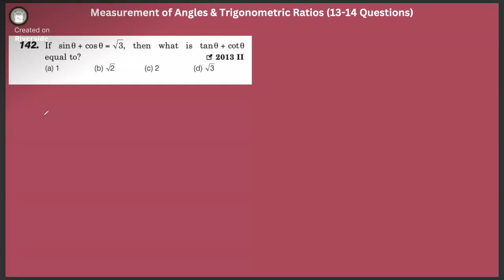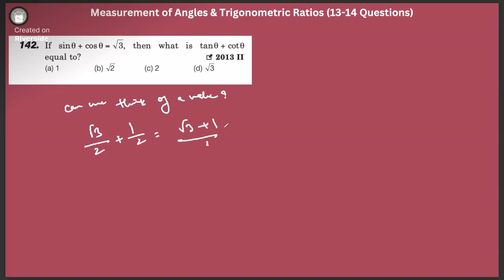Can we think of a value, guys? We know sine 60 is root 3 by 2 and cos 60 is 1 by 2. It will only give like this, which is not equal to root 3. We cannot think of simple values like 0, 30, 60 and all that stuff. So in this question, we'll have to go by the process. Sir, we can square on both sides. Yes, absolutely, we can do that.